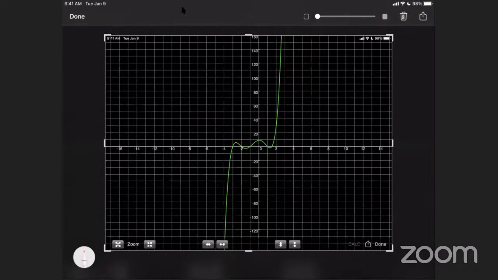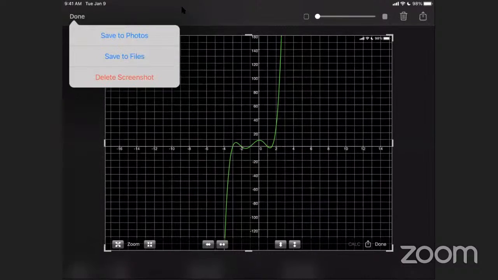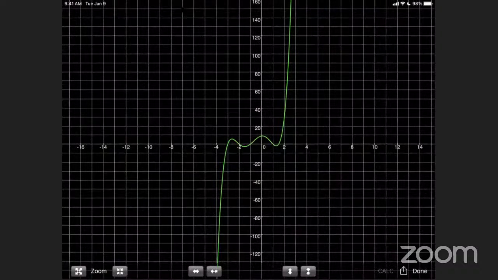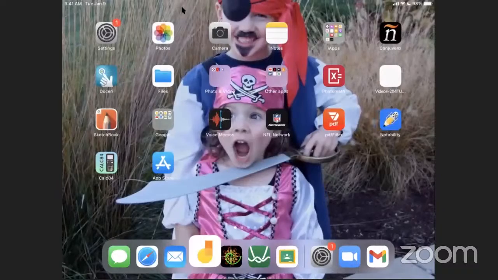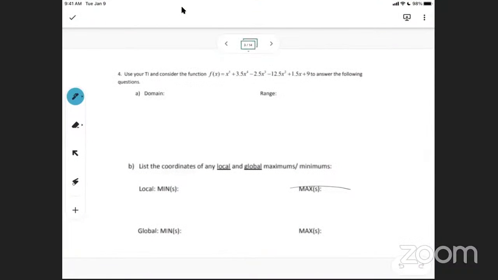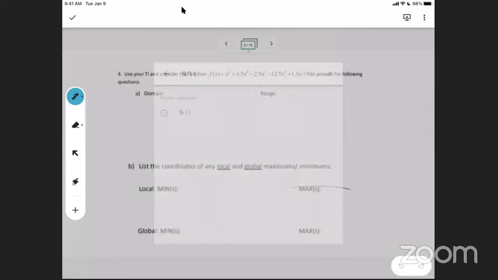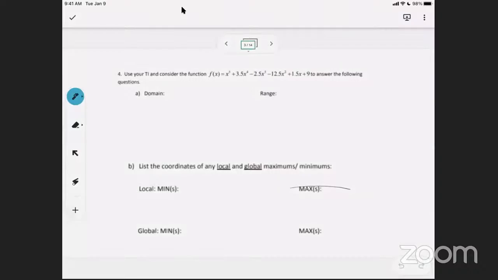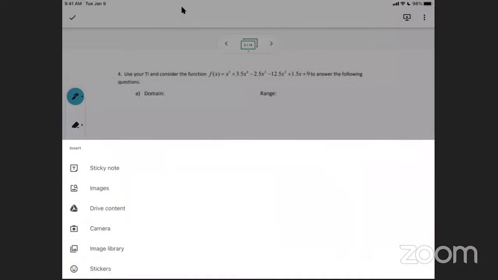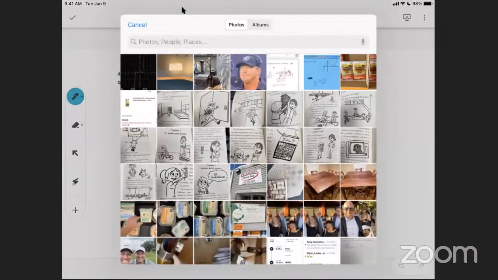is do a scan. Let me upload this picture into the Jamboard so you can see. Let's see if I can do that. Image. Well, that didn't work. Image library. There we go.